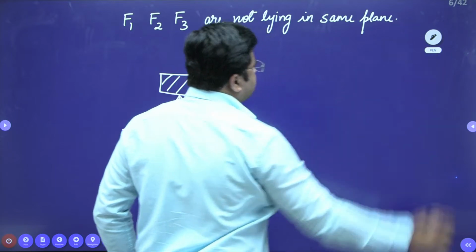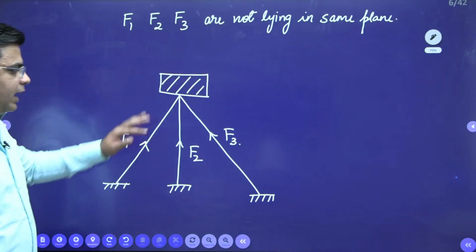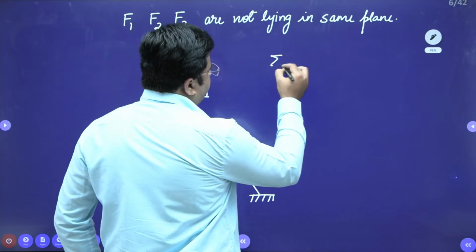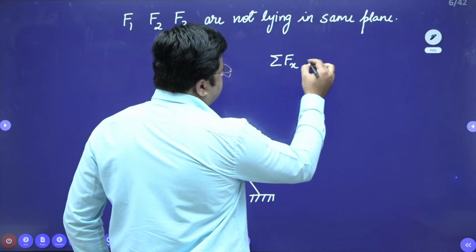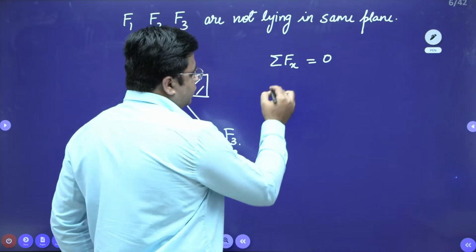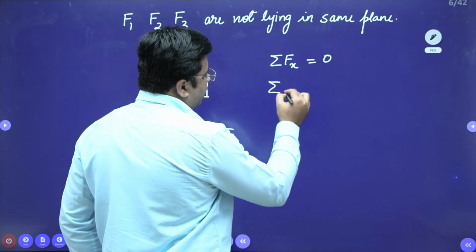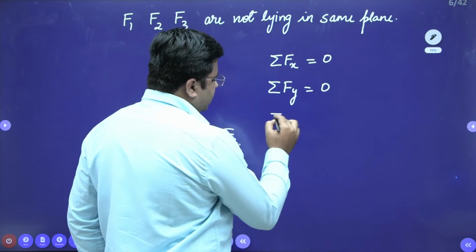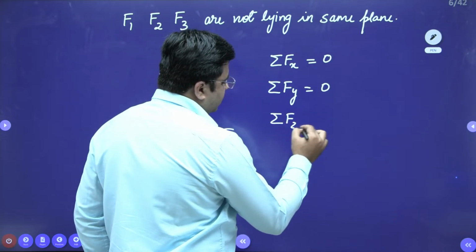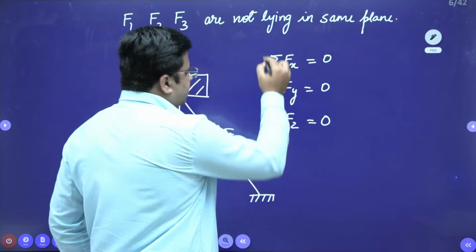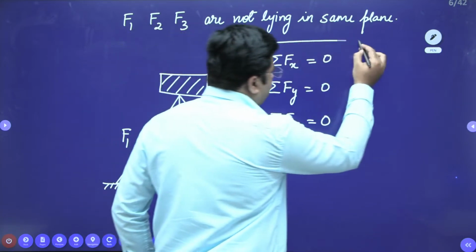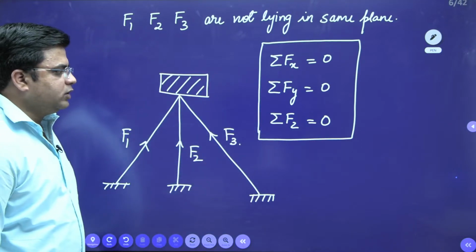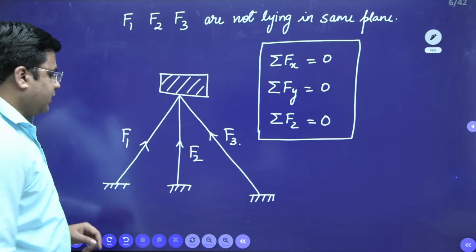So for this type of force system, we have three equilibrium equations. First is summation of horizontal forces to be 0, ΣFx = 0. Then we have summation of Fy to be 0. And then we have summation of Fz to be 0. So these are the three equilibrium equations that we have for a non-coplanar concurrent force system. Three equilibrium equations are there, right?